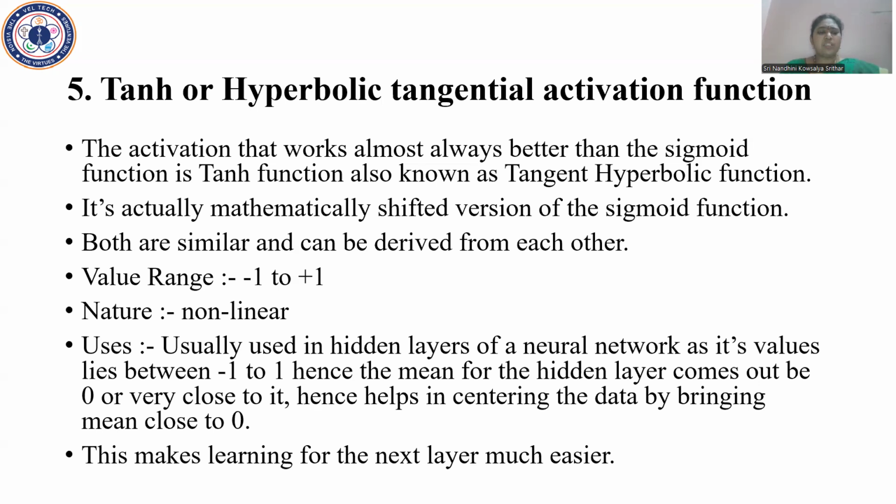It is used in the hidden layer of a neural network, as its value lies between minus 1 and plus 1. Hence, the mean for the hidden layer comes out to be 0 or very close to it. Hence it helps in centering the data by bringing the mean close to 0. This makes learning for the next layer much easier.